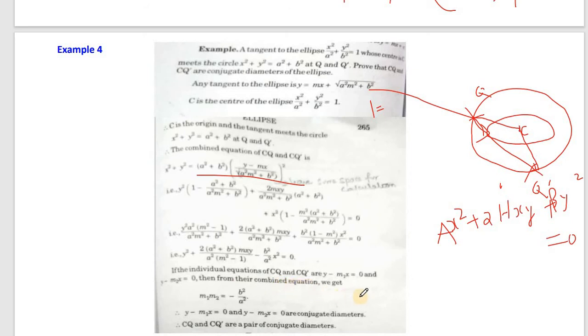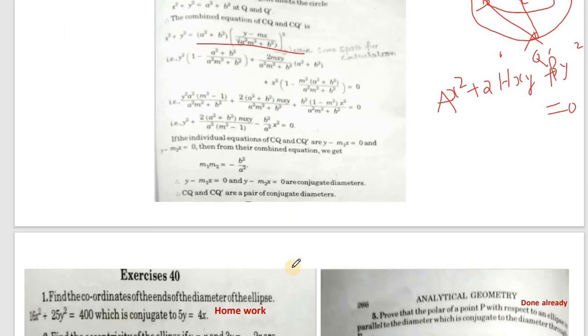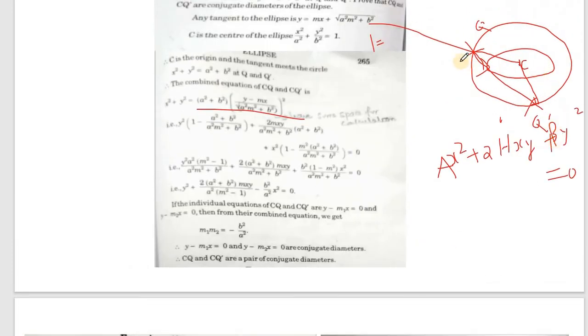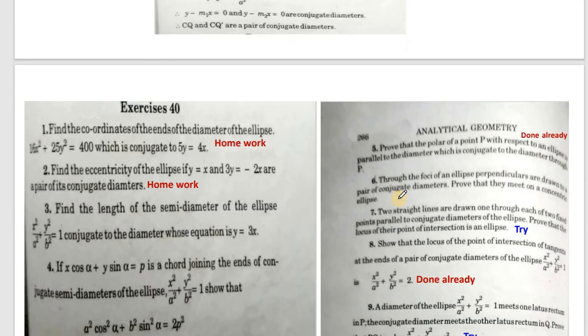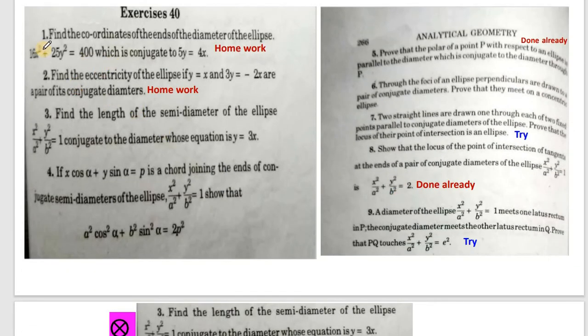Now we have got the combined equation of the individual lines CP and CQ. If m1 and m2 are roots of this equation, then the product of the slopes is minus b square by a square. m1 m2 is equal to this. So from this we can easily conclude that these two lines are conjugate diameters.